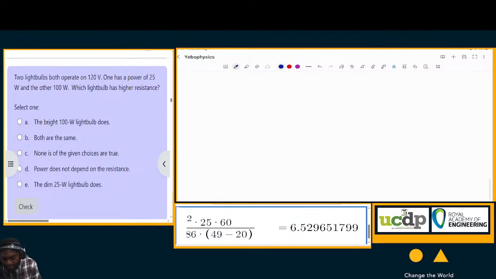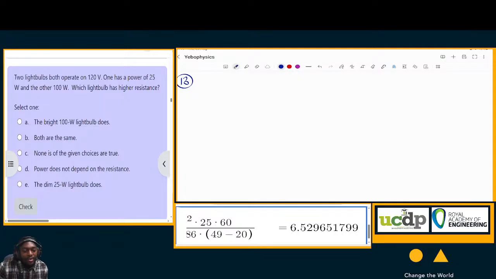Question 13. Question 13 reads, two light bulbs both operate on 120 volts. One has a power of 25 watts and the other has 100 watts. Which light bulb has higher resistance?